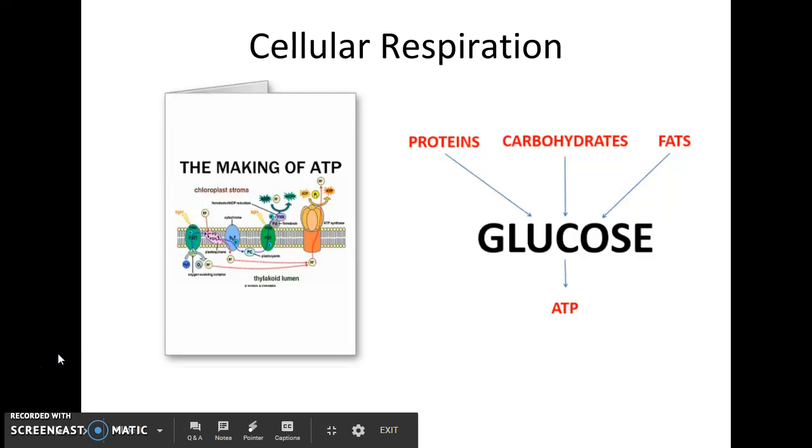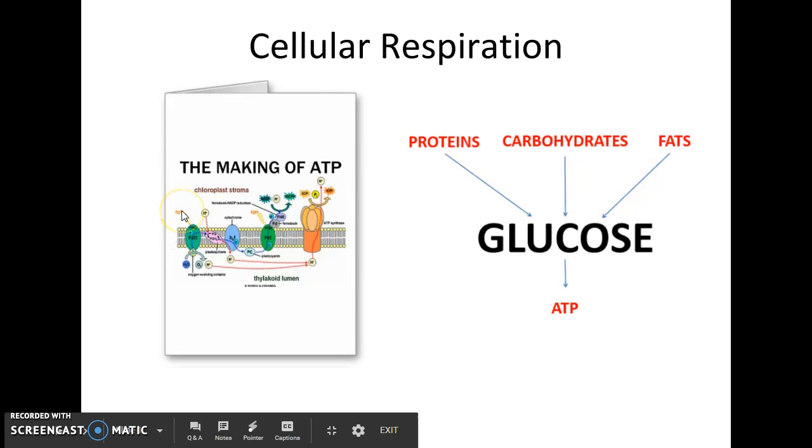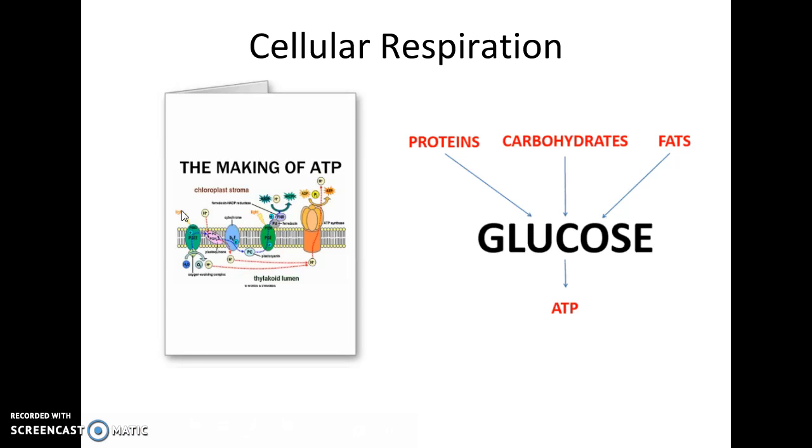Hey folks, let's talk about cellular respiration. So as you can see from this picture, cellular respiration is the making of ATP. And what's neat is that we have learned that glucose gets converted into ATP energy, but food, such as proteins, carbohydrates, and fats, they get converted into glucose, and then that can get converted into ATP.